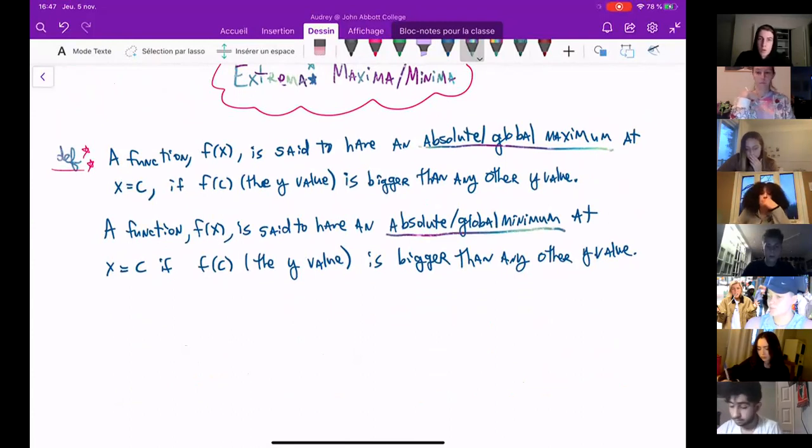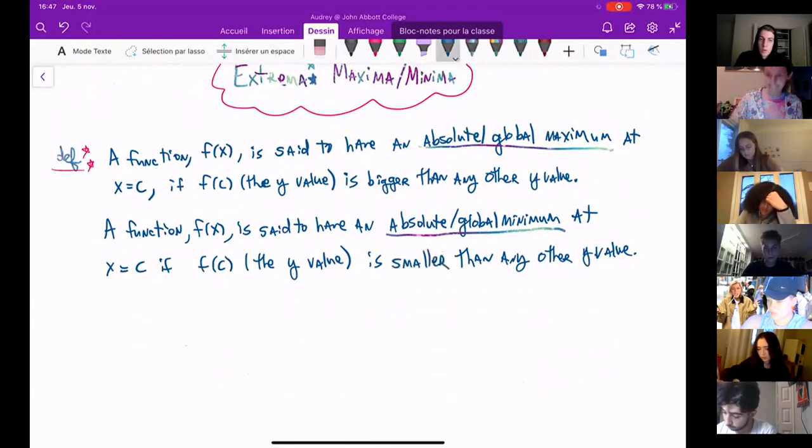Wouldn't it be, for the second one, if the y value is smaller? Yes, thank you. Did I write bigger? I definitely did. Amazing. Thank you, Pam. Smaller. So let's just look at a graph of these things.